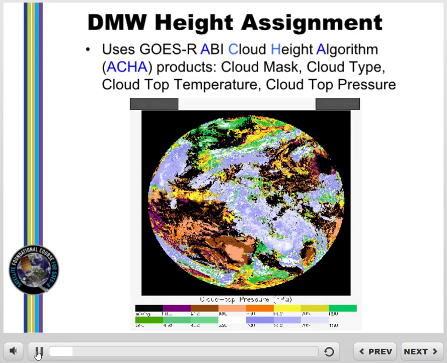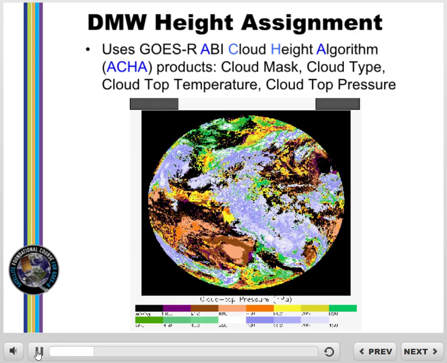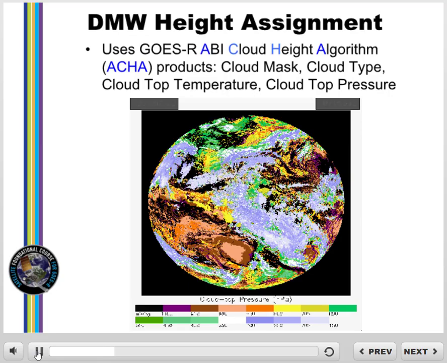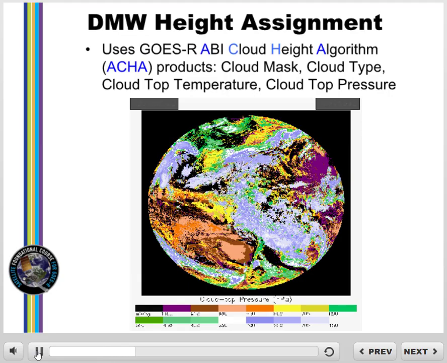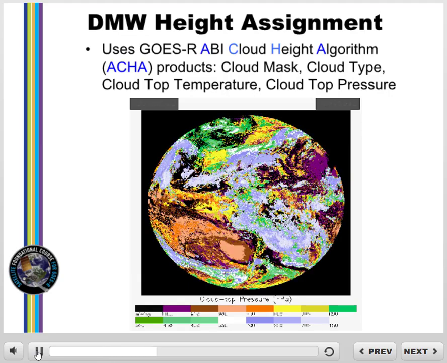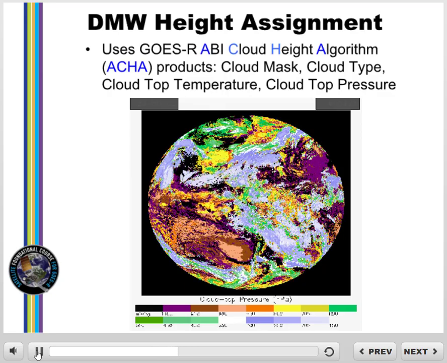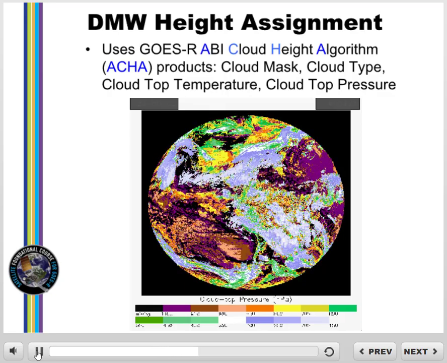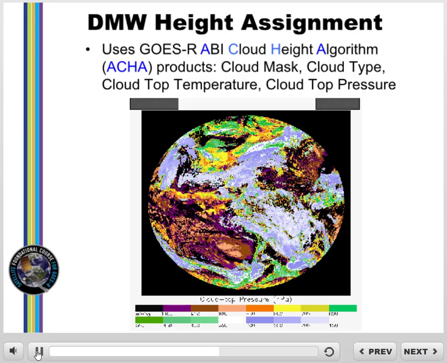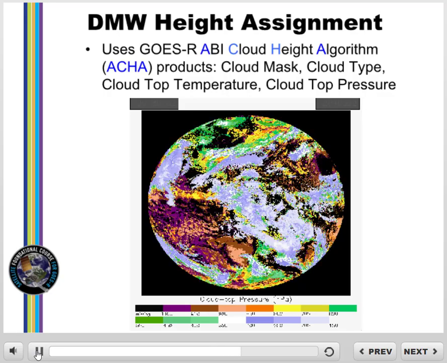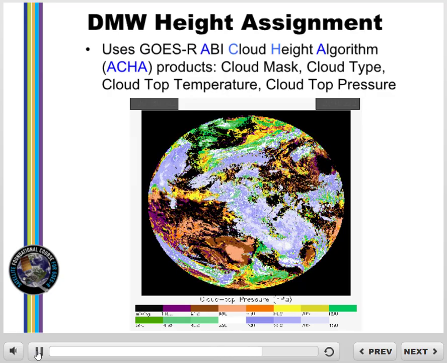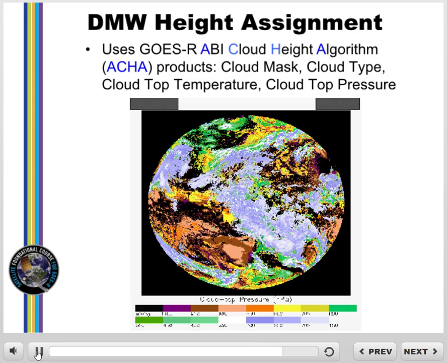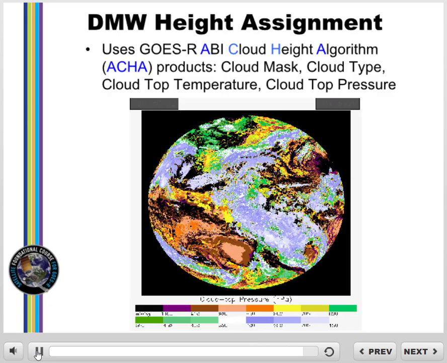The derived motion winds height assignment process uses the following GOES-R ABI cloud height algorithm, that is ACHA, products: cloud mask and type, cloud top temperature, and cloud top pressure. If the feature tracked is in clear air, for example by using water vapor, then its brightness temperature is used and it's matched to a nearby numerical weather prediction profile of temperature to determine a pressure.